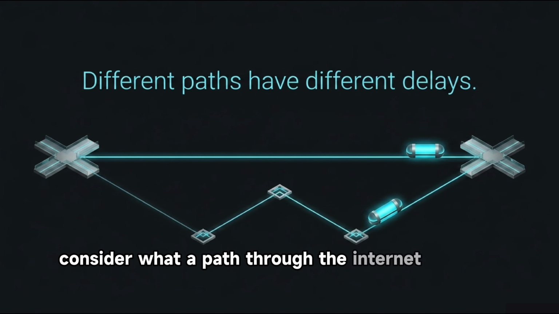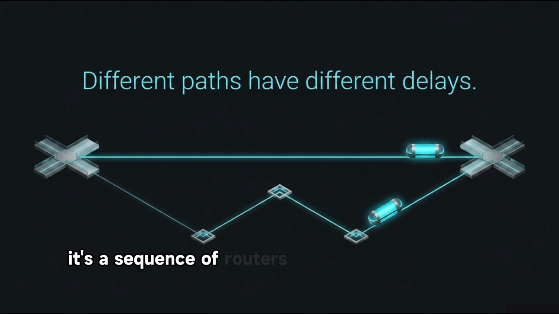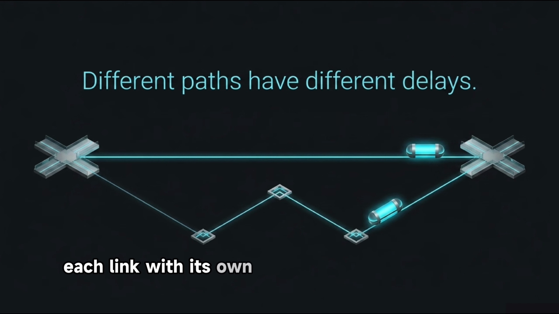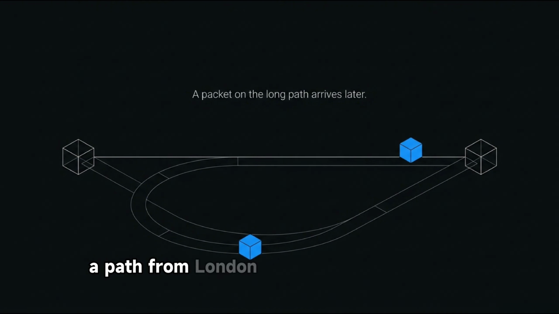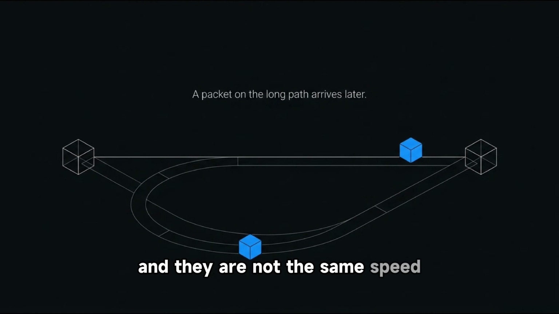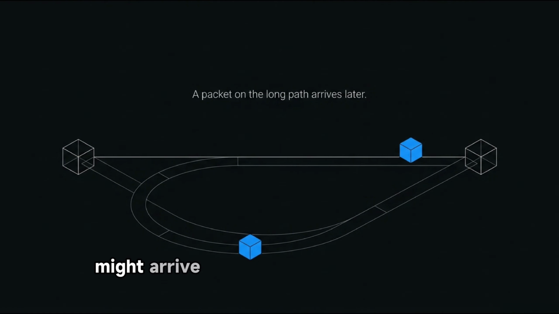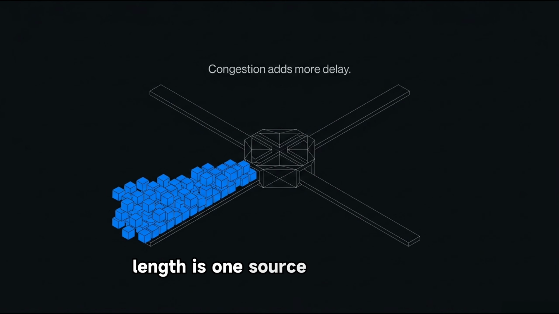Consider what a path through the internet actually is. It's a sequence of routers connected by physical links, fiber, copper, wireless, each link with its own length and its own capacity. A path from London to Tokyo might run east, crossing Europe and Central Asia. Another path between those same 2 cities might run west, crossing the Atlantic and the Pacific. Both paths work. Both can carry packets, but they are not the same length, and they are not the same speed. A packet that takes the westward path might arrive at a completely different time than a packet that took the eastward path, even if they left the source milliseconds apart. Length is one source of reordering.